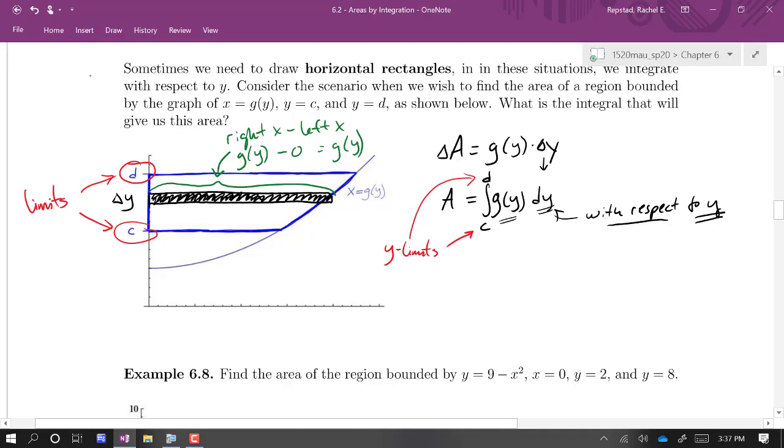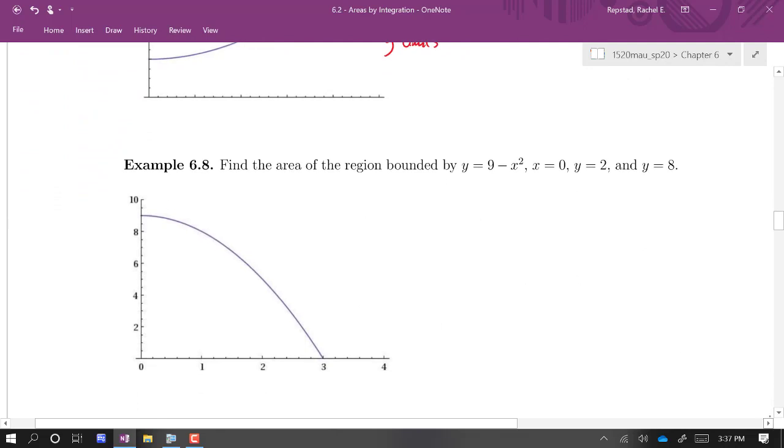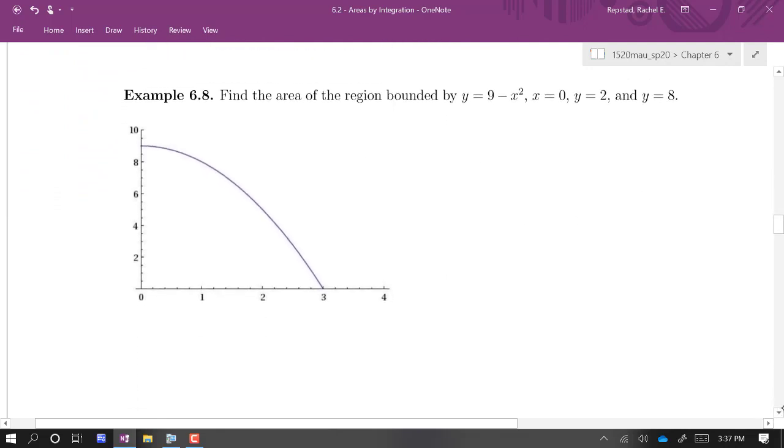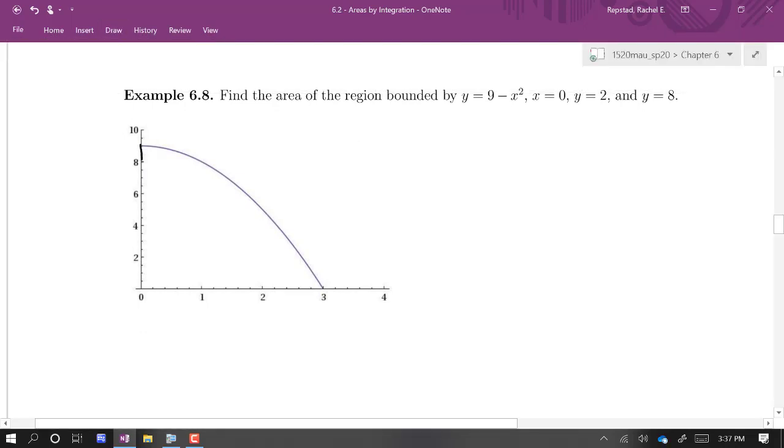So let's do an example. Here we want to find the area of the region bounded by y equals 9 minus x squared, x equals 0, which is the y-axis, y equals 2, and y equals 8. So it's these horizontal lines, and then here's the curve, 9 minus x squared. So the region that is properly enclosed by all of the equations they give us looks like this.